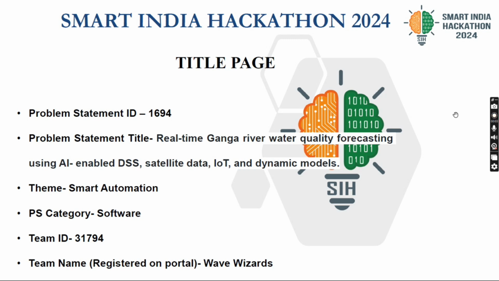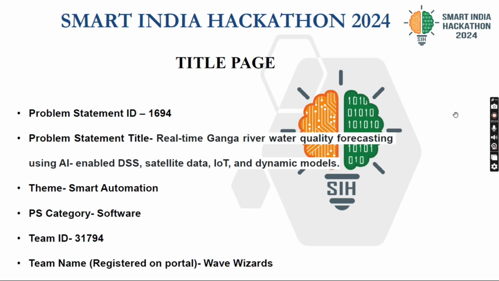Hey folks, we are Team Wave Wizard and our problem statement ID is 1694 under the theme Smart Automation. Our problem statement title is Real-Time Ganga River Water Quality Forecasting using AI-enabled DSS, satellite data, IoT and dynamic models.